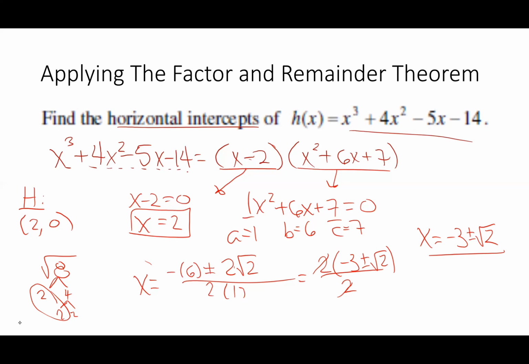So now, for my horizontal intercepts, I've got (negative 3 plus the square root of 2, 0), and (negative 3 minus the square root of 2, 0).